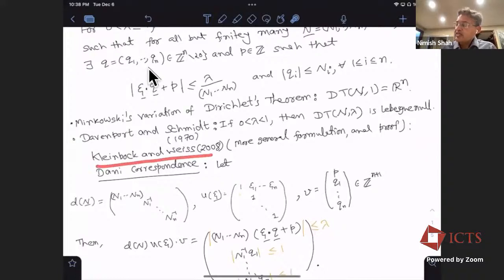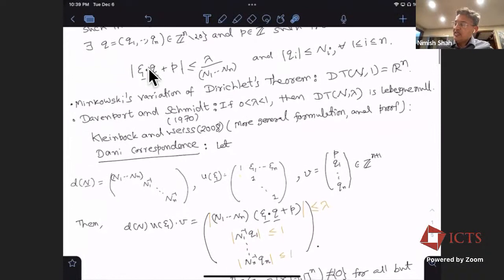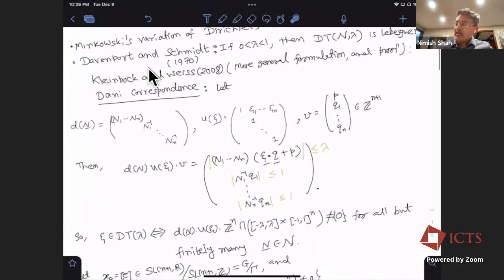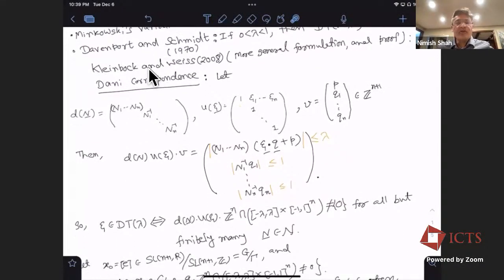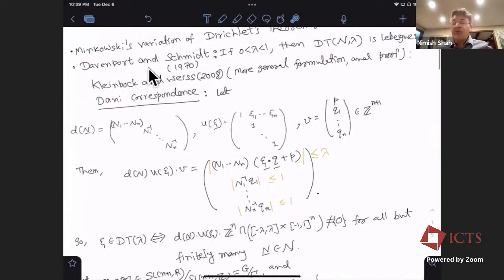And Kleinbock and Weiss, actually Schmidt, they didn't do exactly in this form. Kleinbock and Weiss did a somewhat more general formulation of this, not just with forms, but also with more general matrices. But the basic idea is as follows, and that is where they recalled Dani Correspondence, which is there in a paper of Dani on divergent trajectories in Crelle's journal. I'll talk about it later in the next week.